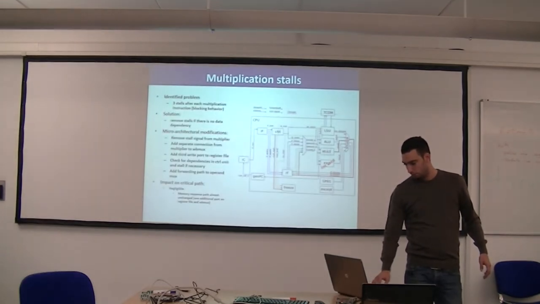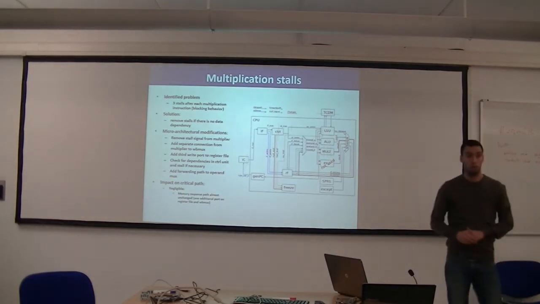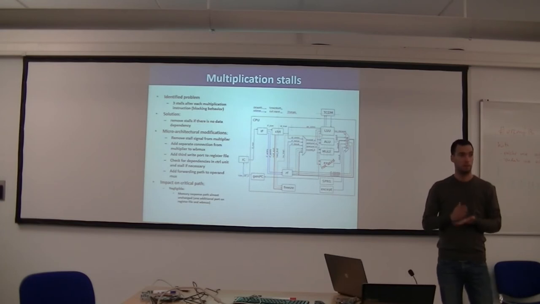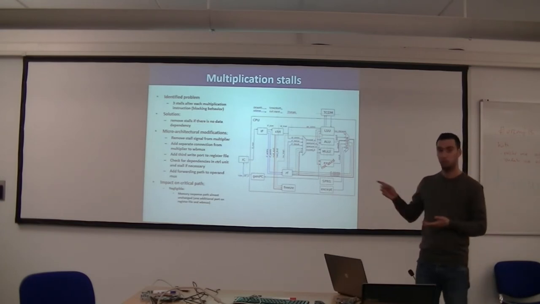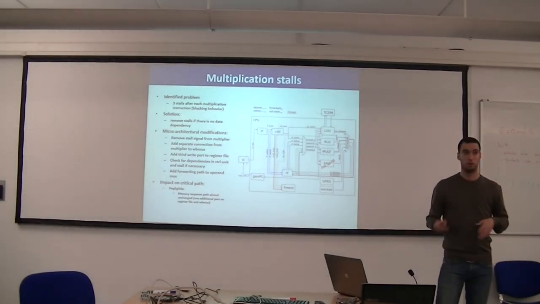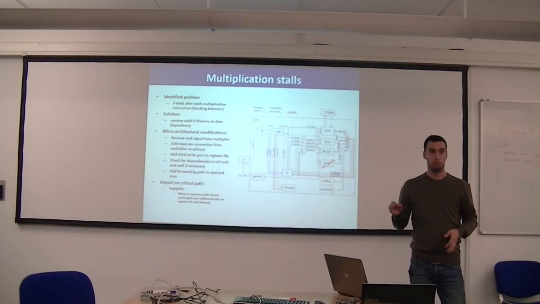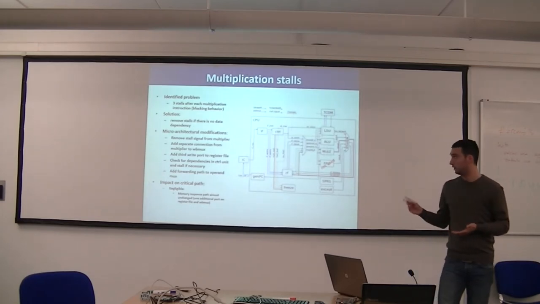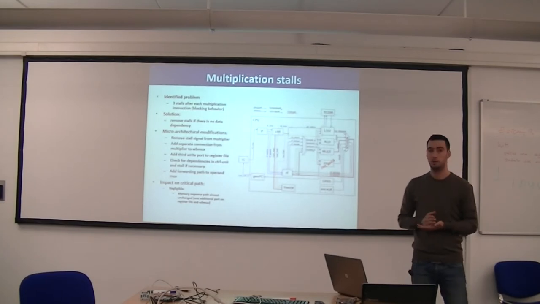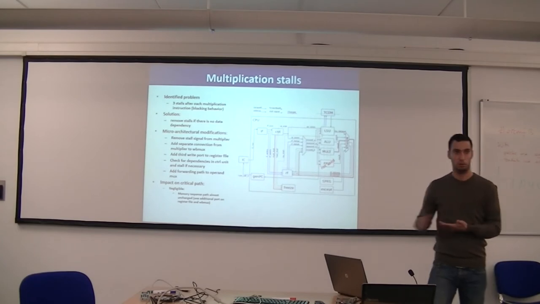Basically, we had the same problem with the multiplier, because the multiplier was blocking, so every time a multiplication was issued, the whole pipeline was stalled. We modified the control unit to check data dependencies between multiplication instructions and the following instruction. Now the processor only stalls if there is a data dependency between the multiplication instruction and the following instruction.